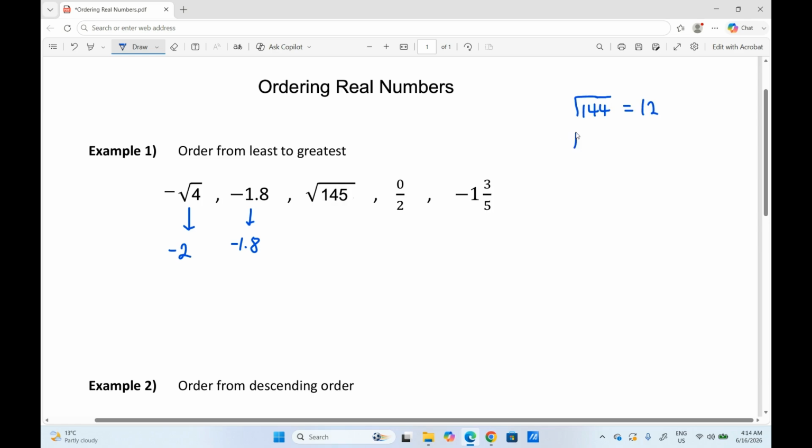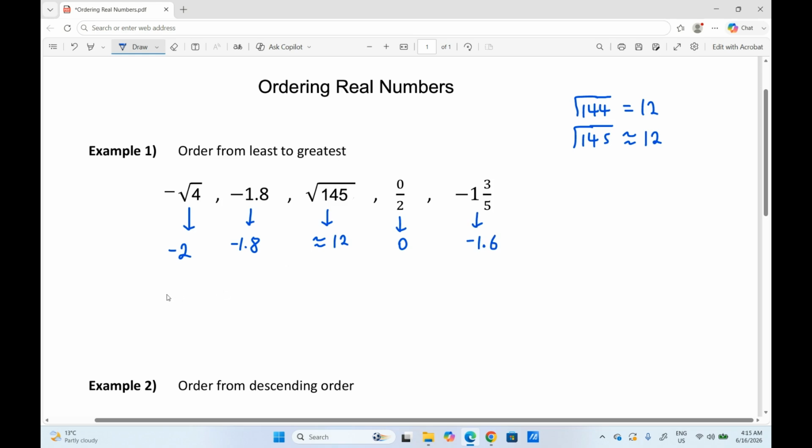Since 145 is very close to 144, the square root of 145 would be approximately close to 12. So I can say here it's going to be approximately equal to 12. Okay. Now 0 divided by 2, well, that's just going to be 0. And then negative 1 and 3/5. Well, 3/5 is 0.6, so this is going to be negative 1.6 here.